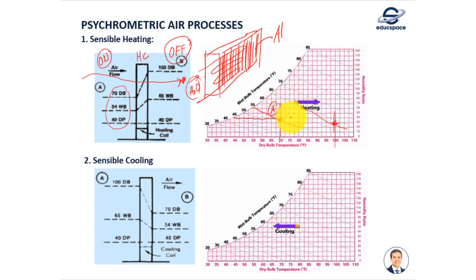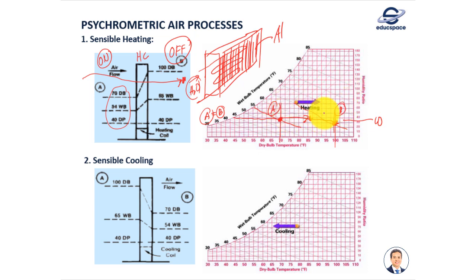So ito yung ating process heating. What you'll notice here is that the dew point temperature is the same. Okay, horizontal line. So dew point A is equivalent to B, and the same yung ating humidity ratio, constant siya. All right, so again, this is what we call process heating.